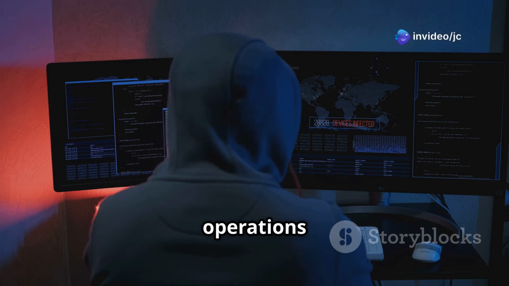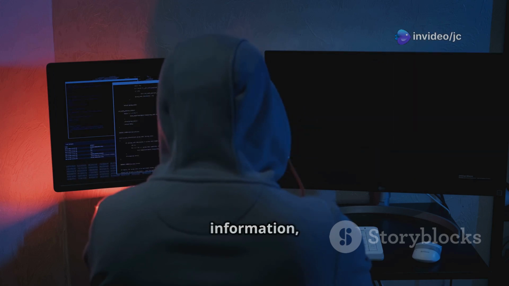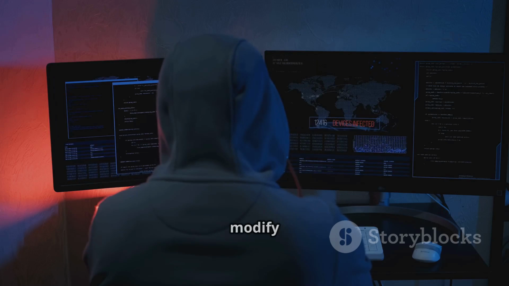Typical Windows Command Shell operations used by threat actors are to bypass security controls, collect system information, execute files, and modify system settings.